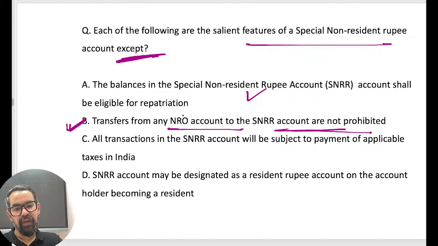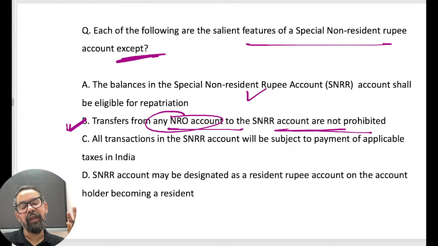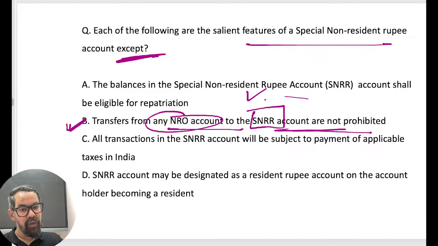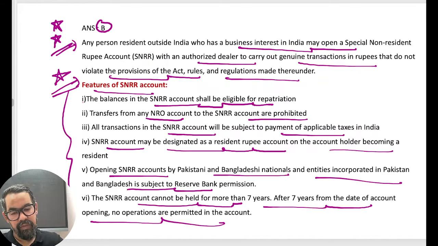You cannot, basically NRO account earning is generally from the sources of funds from India. So you cannot remit money from NRO to SNRR. You can remit money in this particular for the business purpose. You can remit money through the आपका NRE accounts or your FCNR accounts, ठीक है. So here it is applicable. So option B will be the right answer for this one. This is something very very important one. Please do revise. SNRR also gets asked many times, ठीक है.